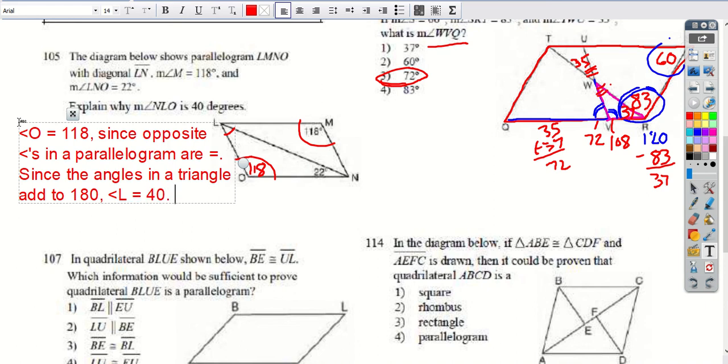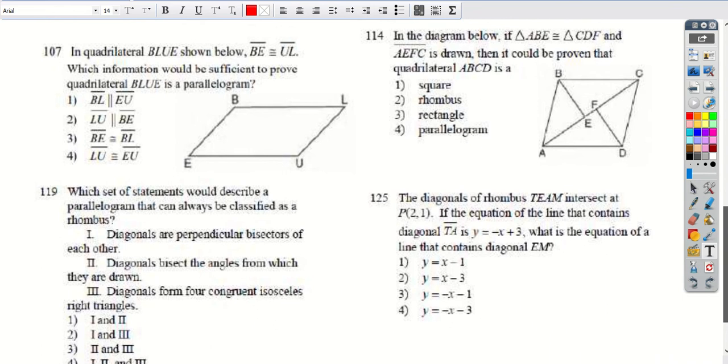You can do the math on the side if you want and just show that you get 140 and then 180 minus that, but that explanation should be enough, okay?